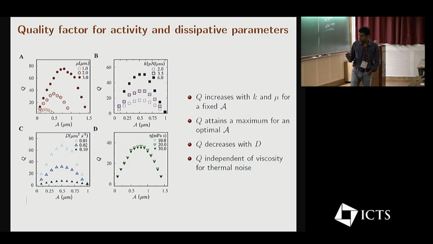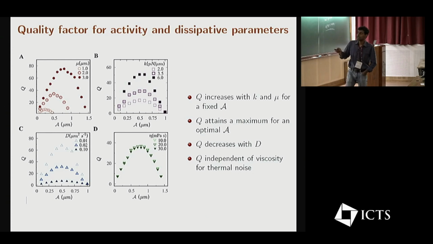So if you change the amplitude A, what you see is that at a particular optimal value of A, you have a maximum. This is kind of non-trivial, because you are increasing the activity, but it is not monotonically increasing, it is decreasing. But if you change mu, you see the larger the mu, the better the oscillation. And here, the larger the K, that means the activity, the better the oscillation.